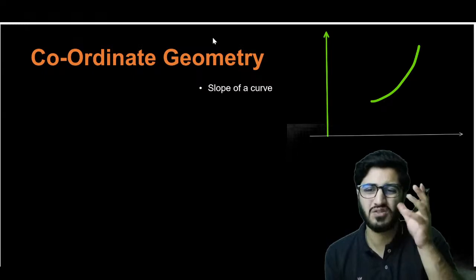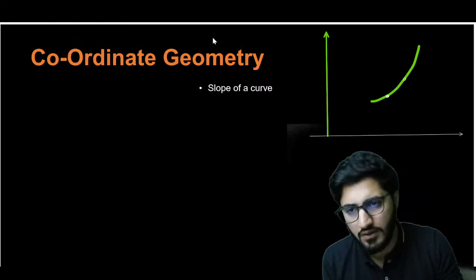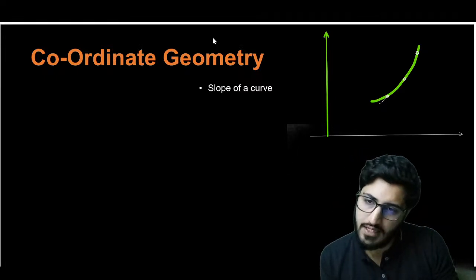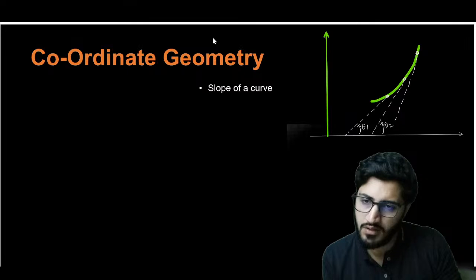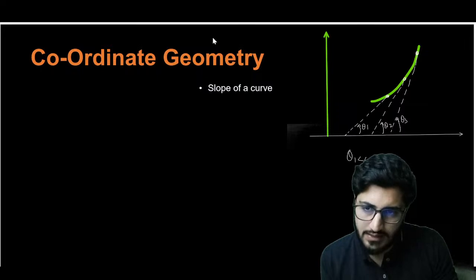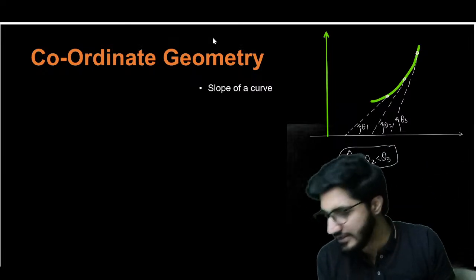Firstly, take more than 2 points. Let us suppose my first point is here, second point is here, third point is here. We are having 3 points, right? So make a tangent at these 3 points. First tangent theta 1, second tangent theta 2, third tangent theta 3. What you will observe here is that theta 1 is less than theta 2 and is less than theta 3. So my theta is increasing at each and every point.